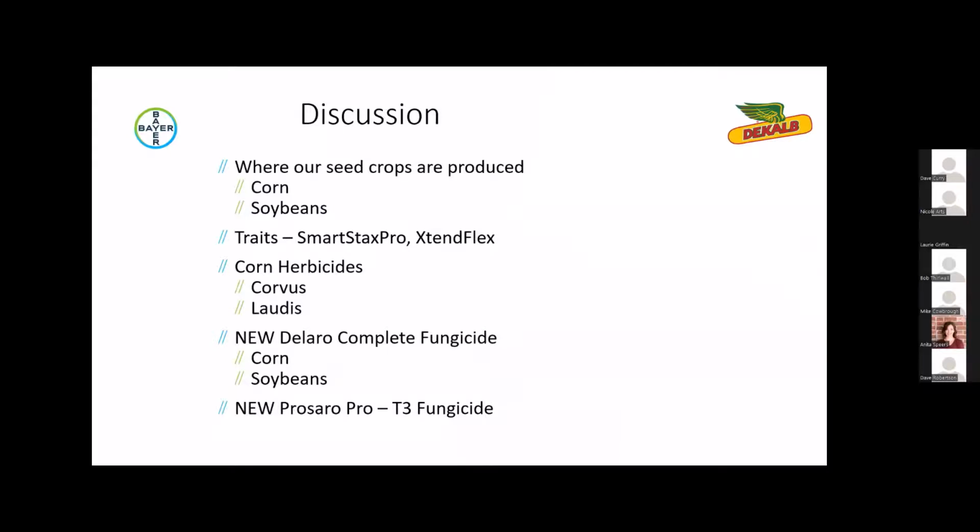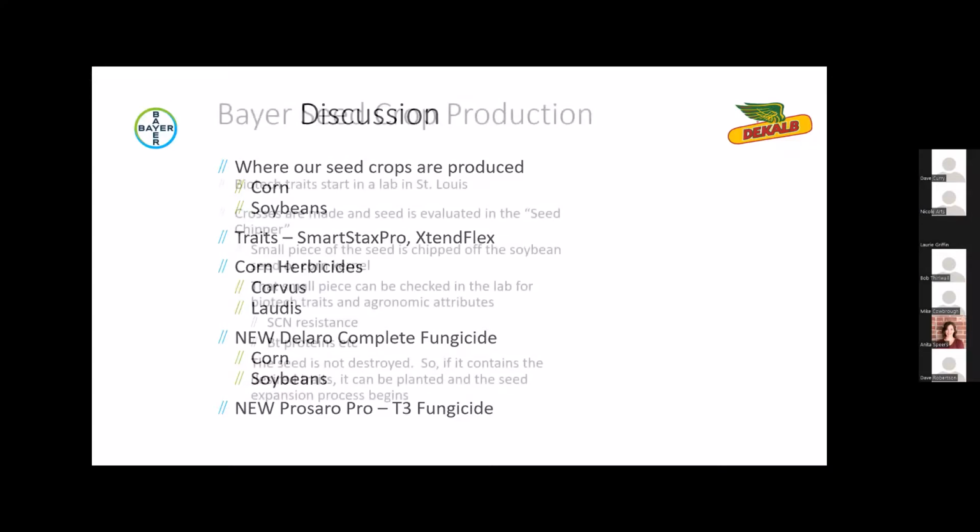I've got a quick update on a couple of traits we're introducing into the lineup. And then we'll talk about our new corn herbicides, Corvus and Lotus. And we'll finish up with Belero Complete for both corn and soybeans and our new Bracero Pro T3 fungicide. So lots of new things coming from Bayer Crop Science right now on the crop protection side of it. And we're pretty excited to introduce some of these products to you today.